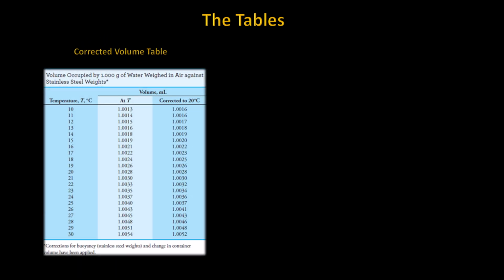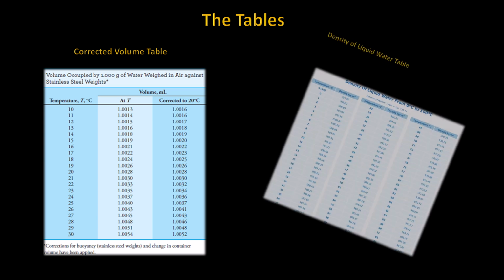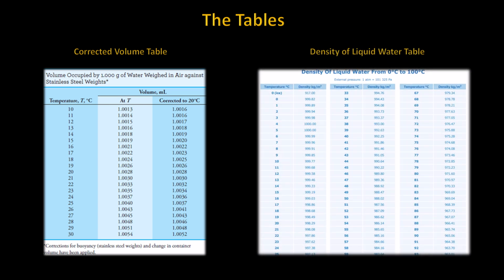Now, before moving forward, there are two tables that can be used for the procedure of calibrating glassware. I suggest searching and downloading a free copy of these tables. The first is a corrected volume table. The second table is the water density table that lists the density of distilled water, that is pure water, at different temperatures.